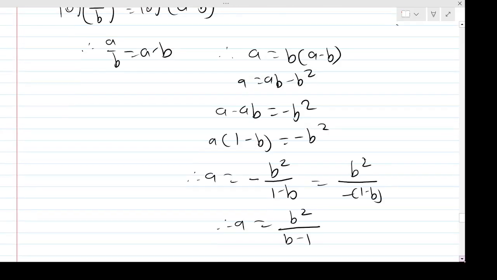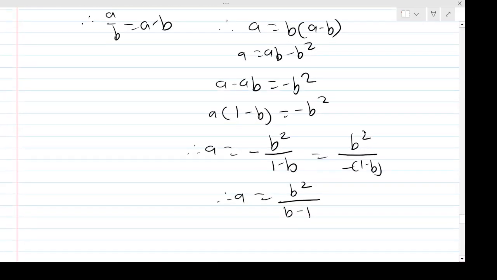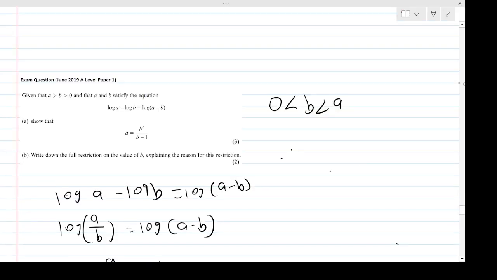Part A, cool. So part B then says, write down the full restriction on the value of B, explaining the reason for this restriction. So, okay, what that's saying is, what values of B can you have? And what values B can't you have? So it's kind of asking for the domain. Again, not talked about at the start really.